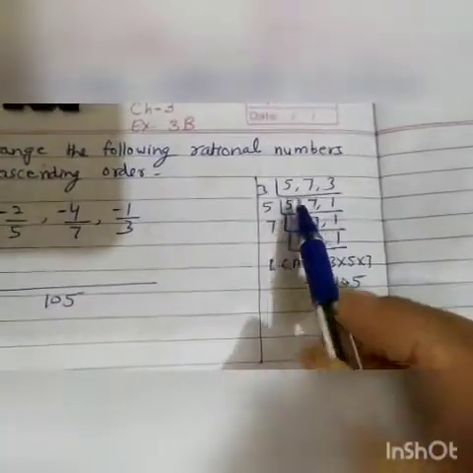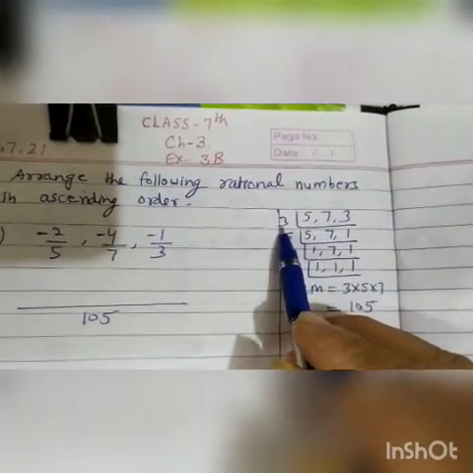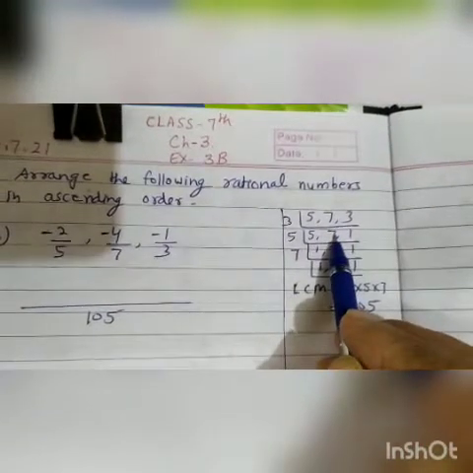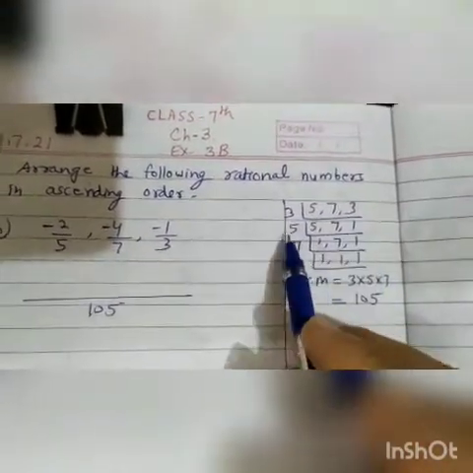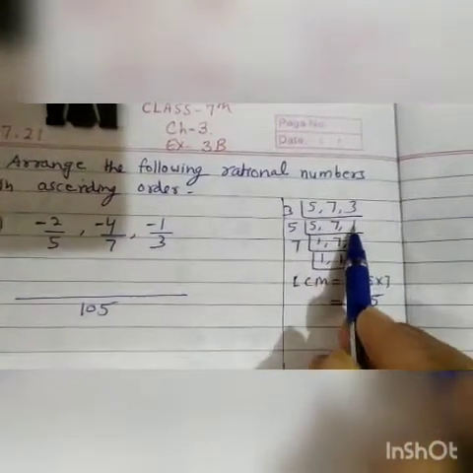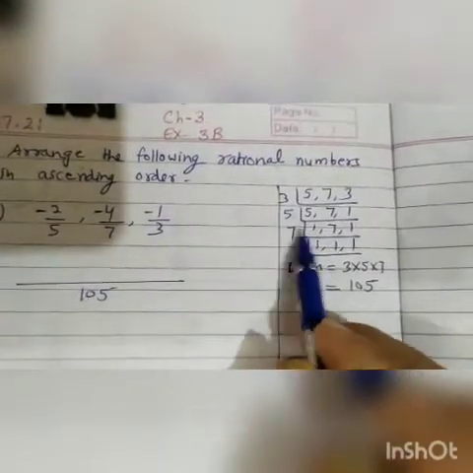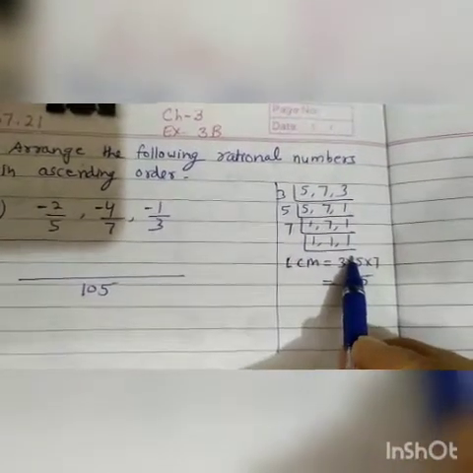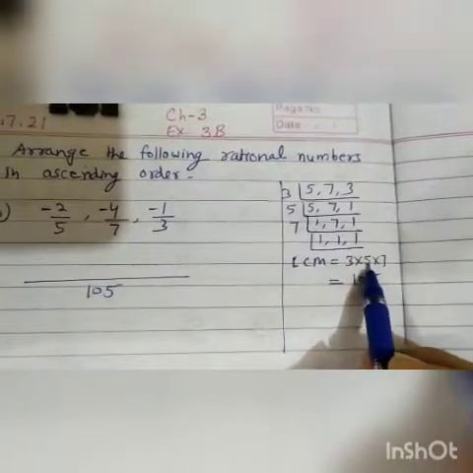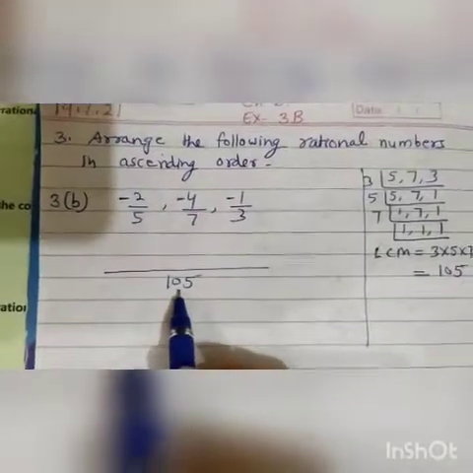Still I have solved here 5, 7 and 3. First we will divide by 3. 5 will be written as it is, 7 will be written as it is, then 3 ones are 3. By 5, 5 ones are 5, 7 will be written as it is. Then by 7, 7 ones are 7, 1. Then LCM will be 3 into 5 into 7. 3 fives are 15, 15 sevens are 105. So we have written the LCM here, 105.